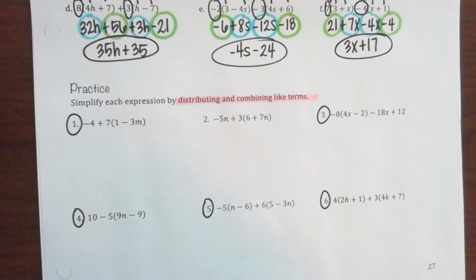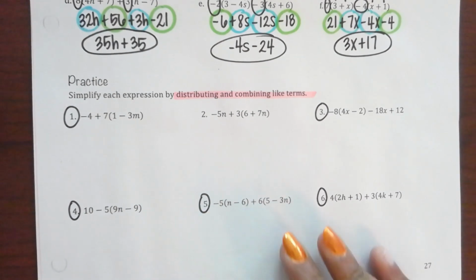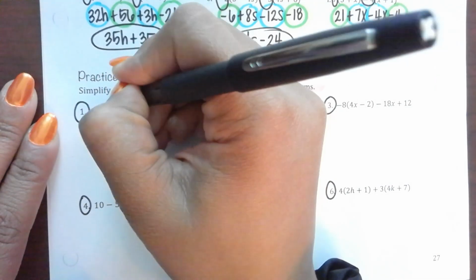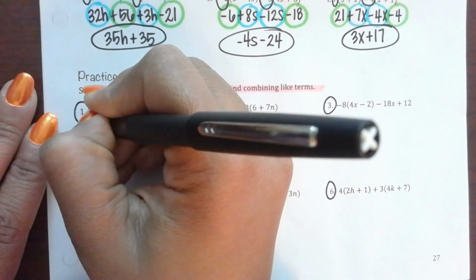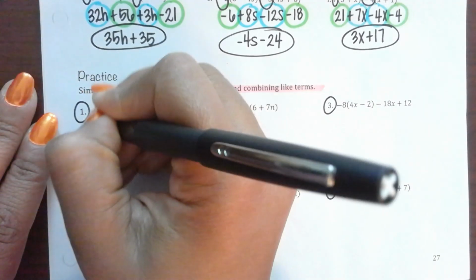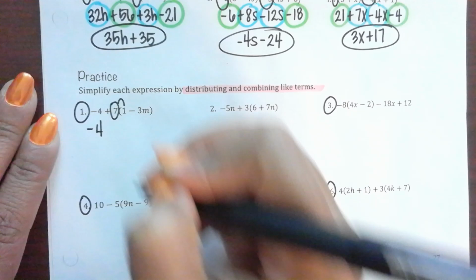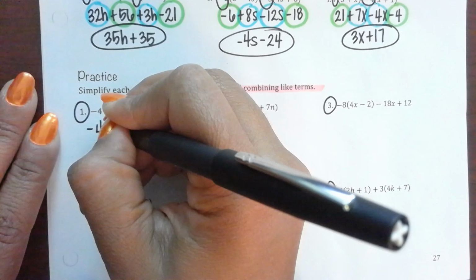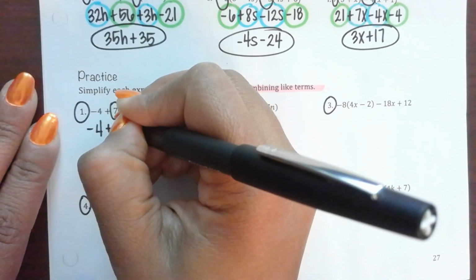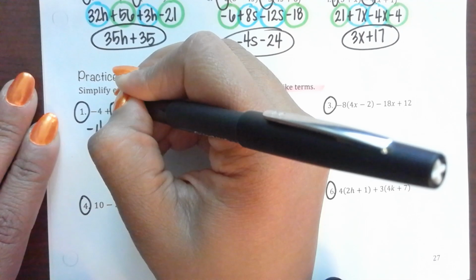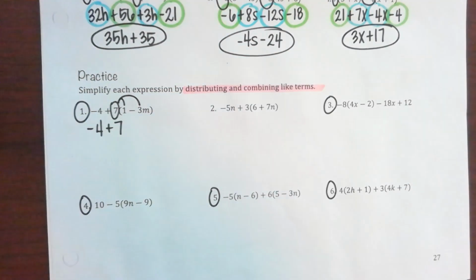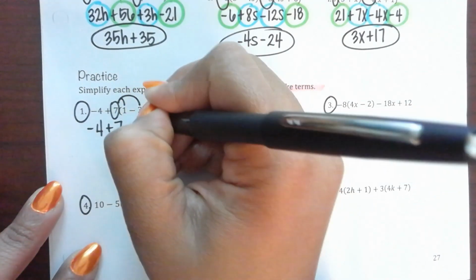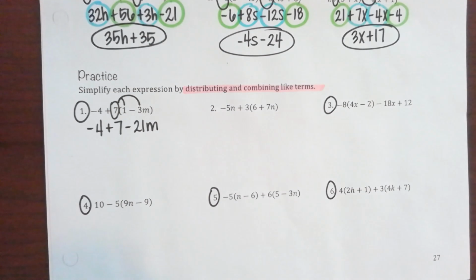Looking at number 1, what's the first thing I need to do? Distribute the 7 by multiplying 7 times 1. So what's coming down unchanged? 7. Negative 4, because that's not being distributed. Then what's 7 times 1? 7. So what should go behind this? Plus 7. Then 7 times 3. What kind of 3? Negative. So what's 7 times negative 3? Negative 21. So negative 21 what? L.